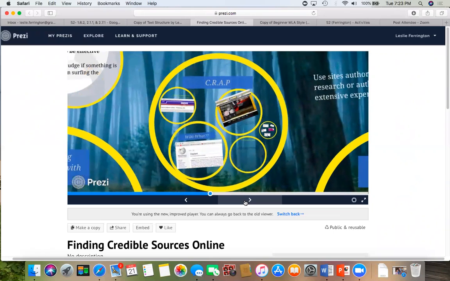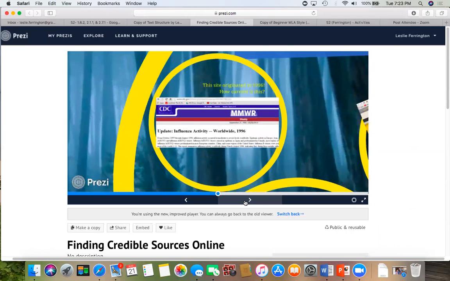So looking at the CRAP acronym here, this site right here is updated in 1996. If you're looking at influenza activity, 1996 is too old, right? You want to make sure that it's way more current than that.